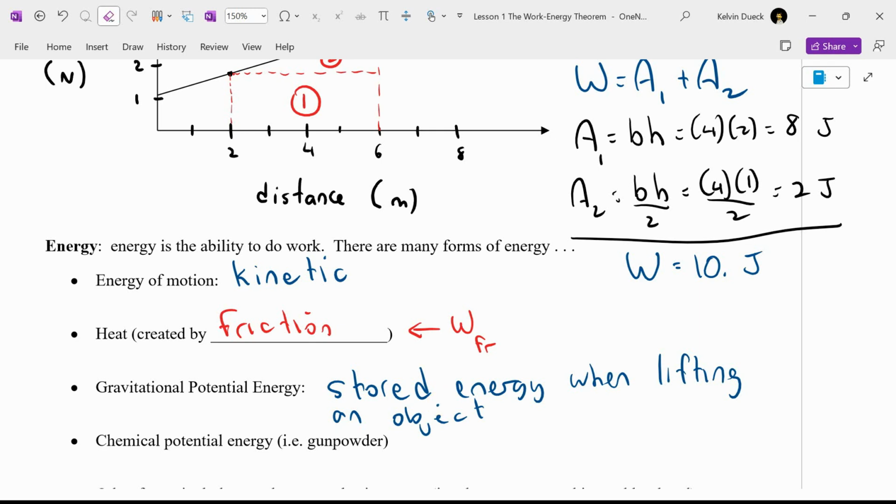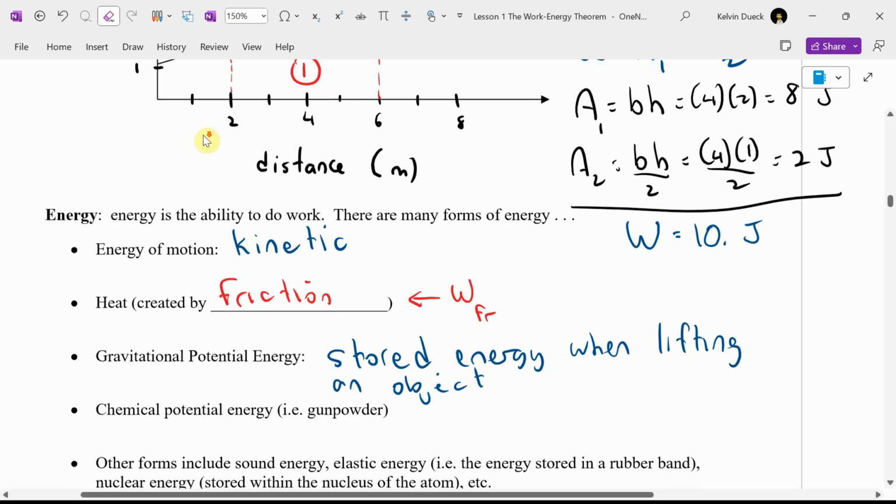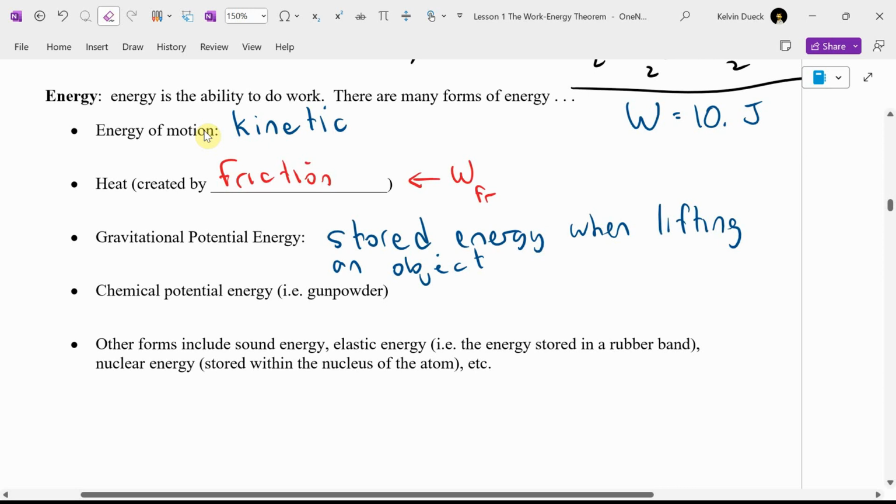Potential just means stored energy. So there's chemical potential energy, gunpowder, or the food that you eat that has stored chemical energy. That's where you get your energy from. There are many others. Sound is a form of energy. Elastic energy: when you stretch an elastic, you're doing force times distance, and you're storing energy in the elastic. Nuclear energy, the energy stored in an atomic nucleus. There are many, many, many types.